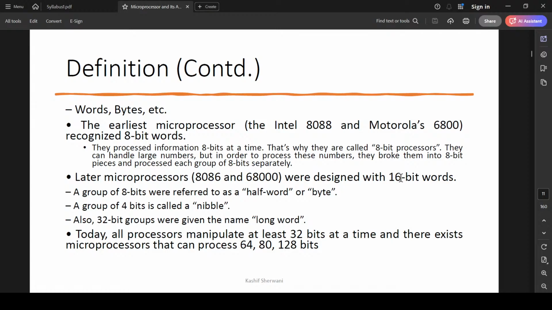Because 16 was the primary, we have to give names with respect to 16. So half of 16 is 8, double of 16 would be too long, so we'll call it long word. Today, all processors manipulate at least 32 bits. Yeah, we know, the versions are x32 or x64 at a time, and there exist microprocessors that can process 64, 80, 100, depends.